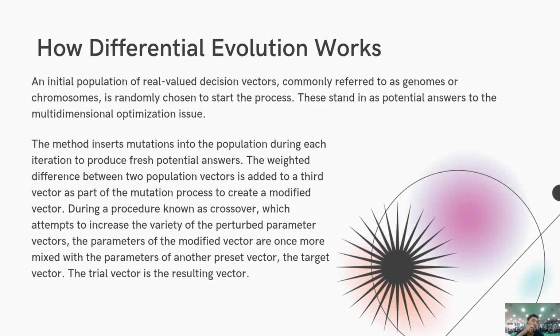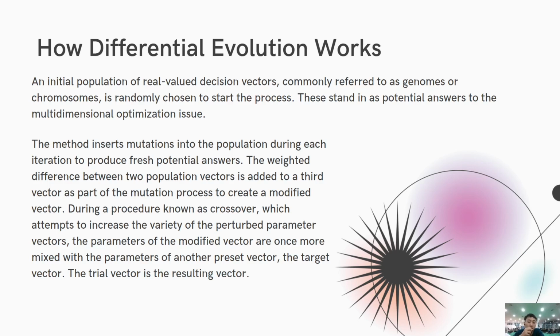And this is how differential evolution works. An initial population of real-valued decision vectors, commonly referred to as genomes or chromosomes, is randomly chosen to start the process. This stands in as a potential answer to the multidimensional optimization issue. The method inserts mutation into the population during each iteration to produce fresh potential answers. The weighted difference between two population vectors is added to a third vector as part of the mutation process to create a modified vector.